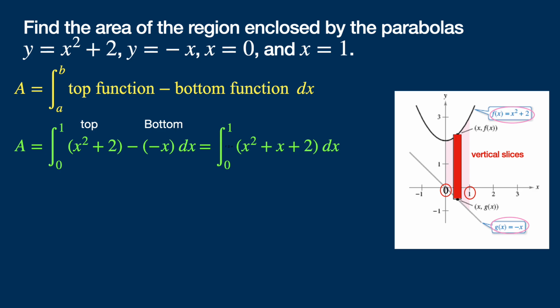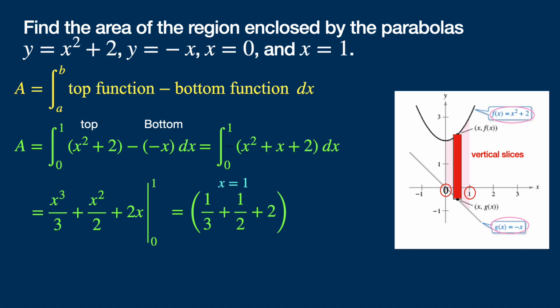You can find the antiderivative of x squared plus x plus 2, right? So first is x cubed over 3 plus x squared over 2 plus 2x, with lower limit x equals 0 and upper limit x equals 1. Now we plug in x equals 1 first. That's going to be 1 over 3 plus 1 over 2 plus 2. When you plug in x equals 0, that's going to be 0. So you can simplify the first part. That's going to be 17 over 6, guys. That's how you find the area between the two curves when you slice vertically.